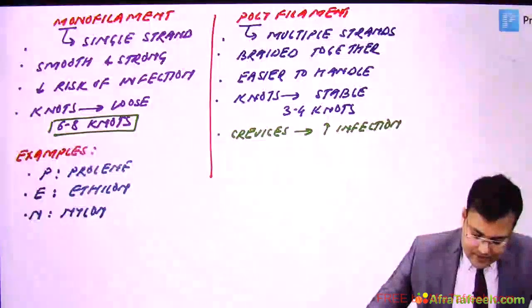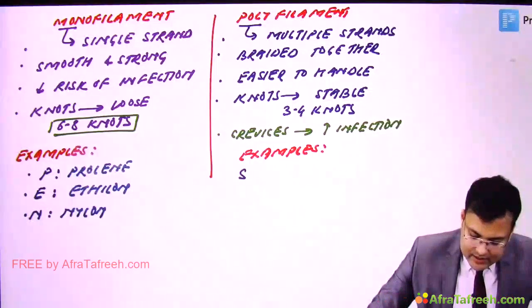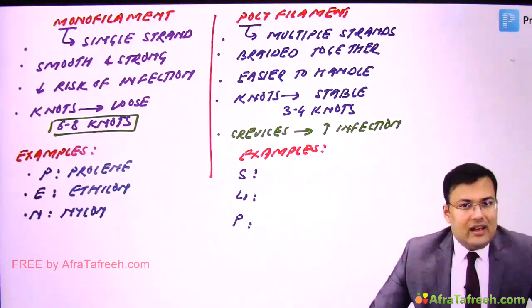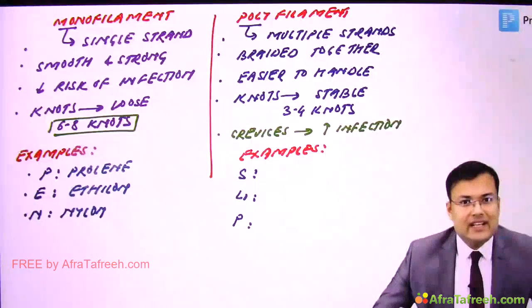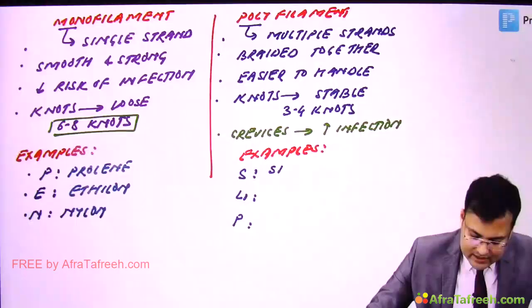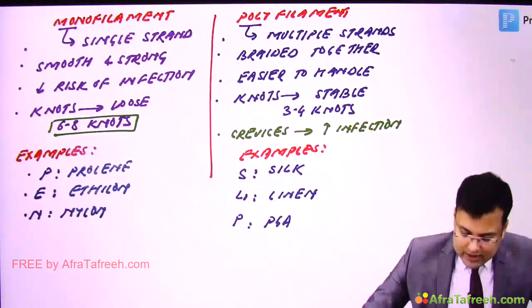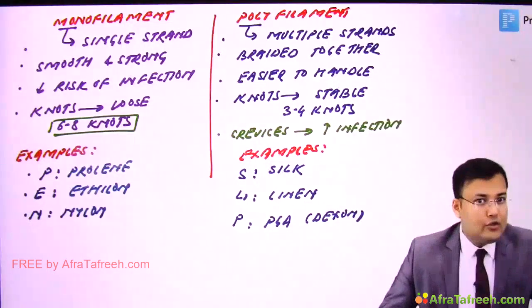What are the examples of polyfilament sutures? So how to remember? The mnemonic is SLIP. Okay, so you can easily understand. S is silk, L is linen, and P is polyglycolic acid, also known as Dexon. Clear? So it's very easy to remember because you know the mnemonic.